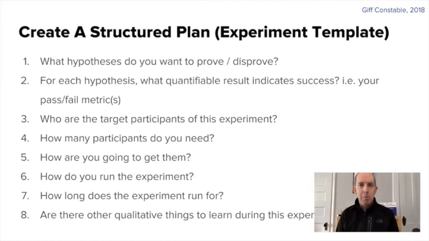And this is an experiment template that I found useful, and it asks 8 different questions. First, what's the hypothesis that you want to prove or disprove? Don't have more than 2 or 3. If you can have 1, that's ideal. Now, related to that hypothesis, there should be a quantifiable pass-fail metric that you're shooting for, i.e., why is this experiment successful? When does it succeed?